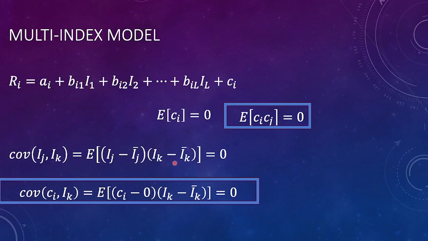It kind of sounds like an assumption, but it turns out that we can actually make it happen by construction. How can we do that? Let's say we have I1 as our market index, and I2 is my industry index. Obviously the industry is partly explained by the market and partly explained by the industry itself. So I2 is not completely independent of I1, in other words.